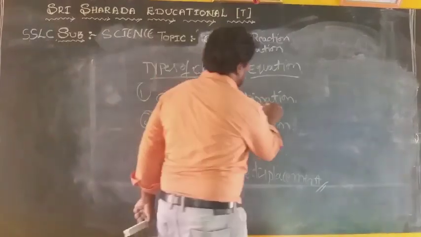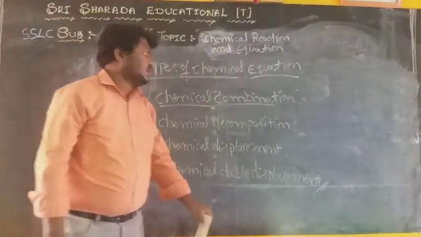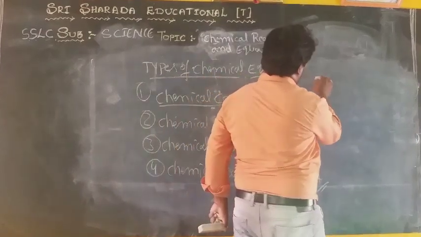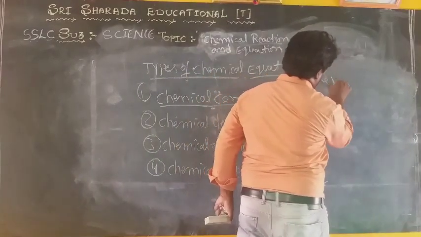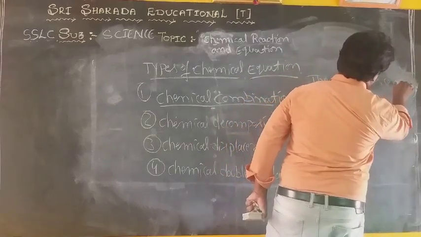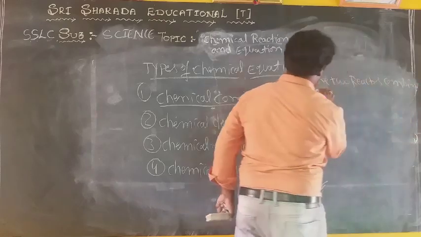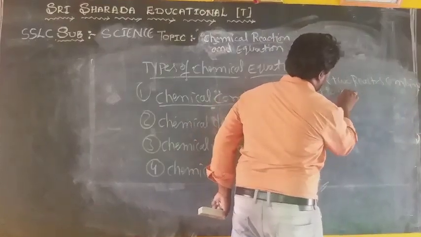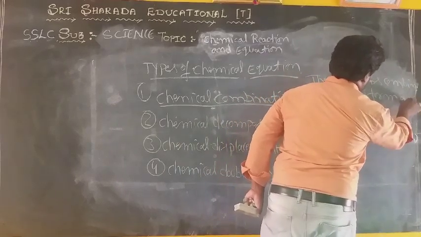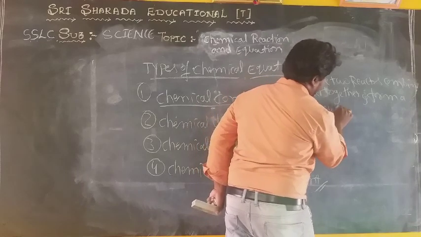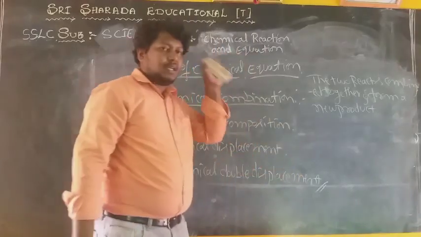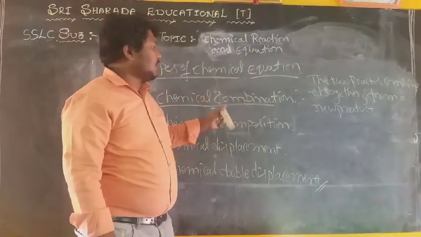In that, the first one, chemical combination. See, chemical combination means two reactants combine together and form a new product. Combining together to form a new product is called a chemical combination.